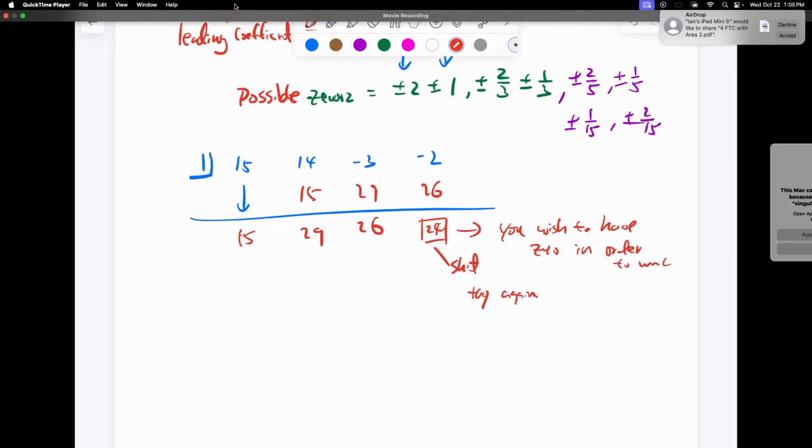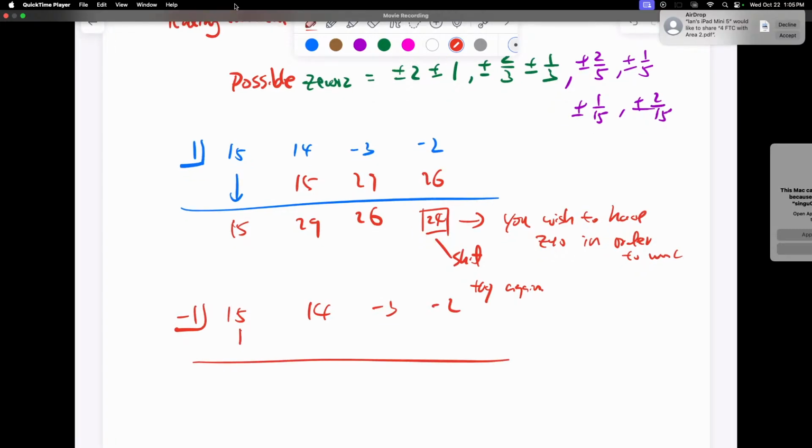So then you're going to try -1, and be consistent about that. Roger, focus here. Okay, so -1, 15, 14, -3, -2. You're going to go down 15. You're going to do 1. So there's -15. That's -1. This is 1. It's -2. -2 times -1 is 2. 0. Yes.